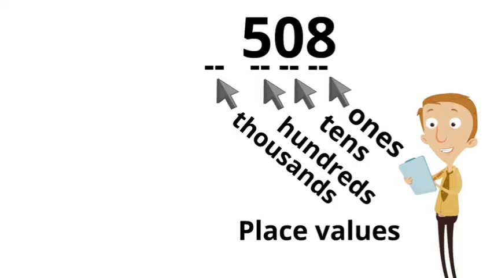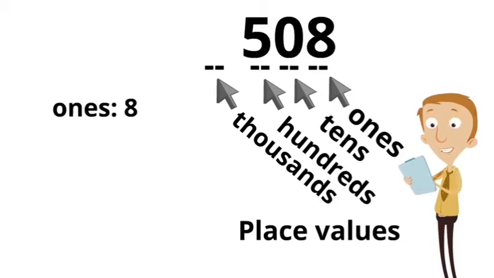Now, let's look at another number, 508. Remember we said we have ones, tens, hundreds, and thousands. So which number is in the ones column? Can you guess that number for me? If your answer is 8, then you are correct. 8 is in the ones column.